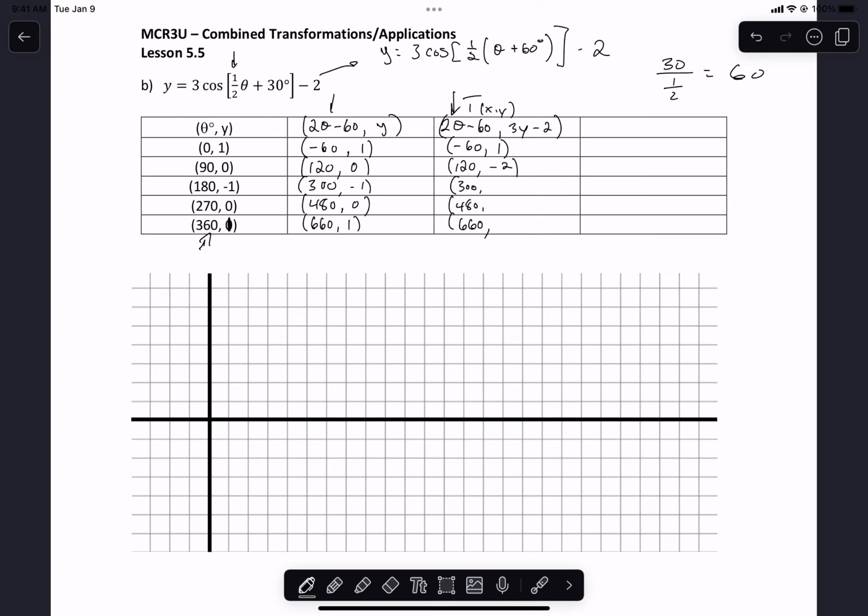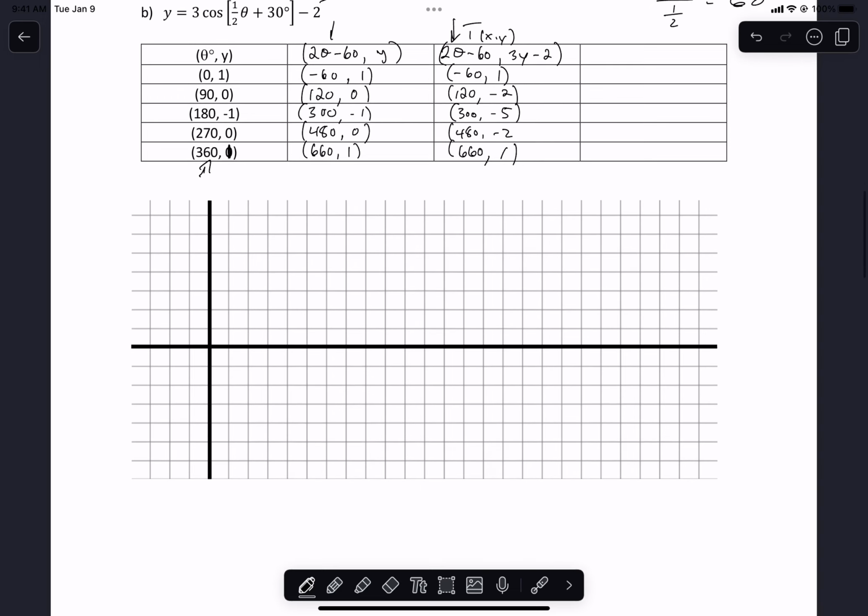So 3 times -1 is negative 3, minus another 2 is going to be negative 5. Does that sound right? And then 3 times 0 minus 2, that's back to negative 2. And then 3 times 1 minus 2 should be 1. So you have to get all the way down to negative 5 as our low point. And maybe we're going to count by ones.